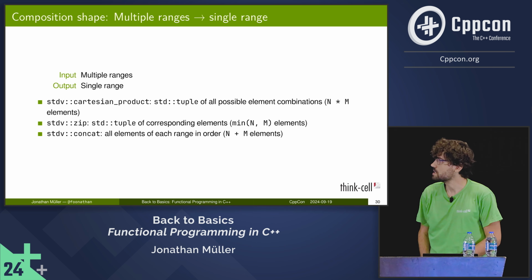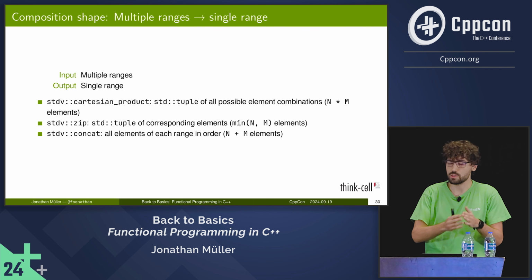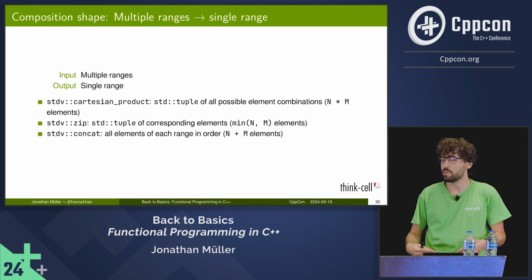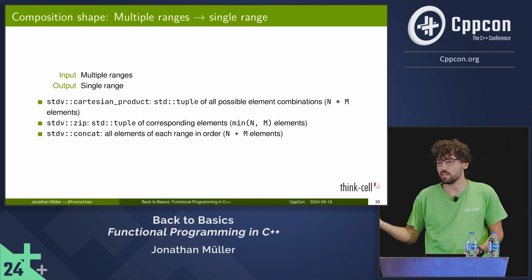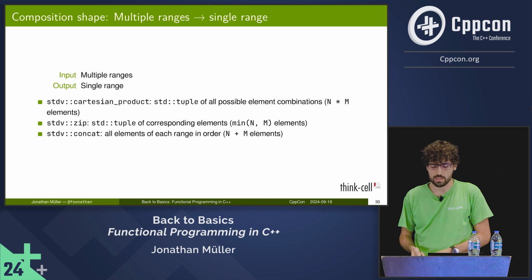And then in C++23 or 26 or something, we will have concat. Concat is just all ranges, all elements one after the other. So just concatenate all the ranges, and remember, this happens lazily. This doesn't do any allocation. It just iterates over the first one, and when that is done, it will start iterating over the next one, and so on and so forth.